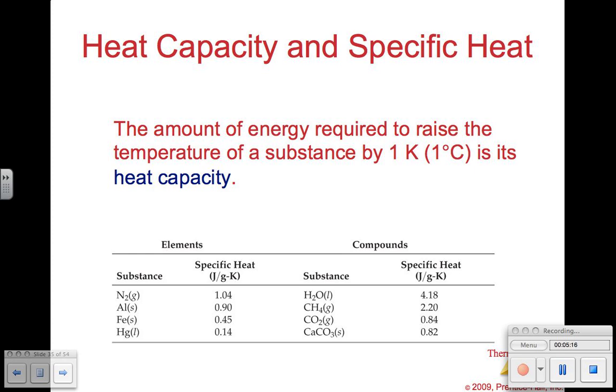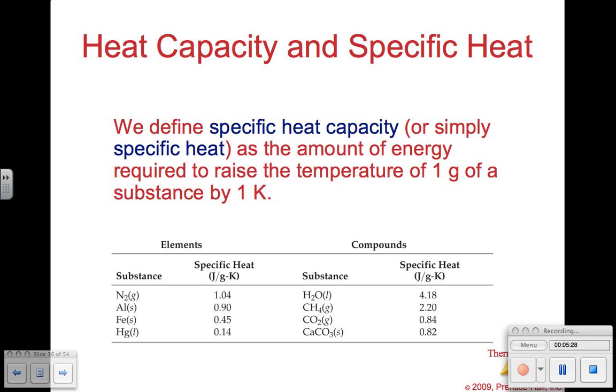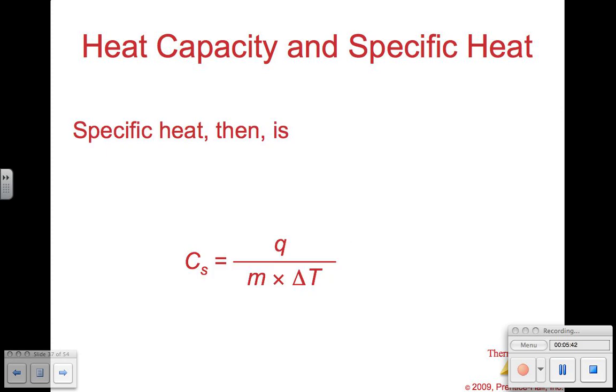And that's per gram. So 1 gram of water requires 4.18 joules of energy to increase the temperature by 1 degree Celsius. And we define specific heat capacity, or simply specific heat, as the amount of energy required to raise the temperature of 1 gram of a substance by 1 Kelvin. So that's our specific heat table there.